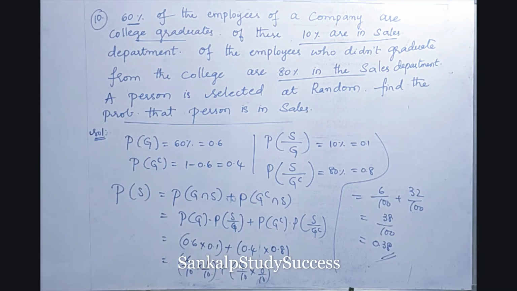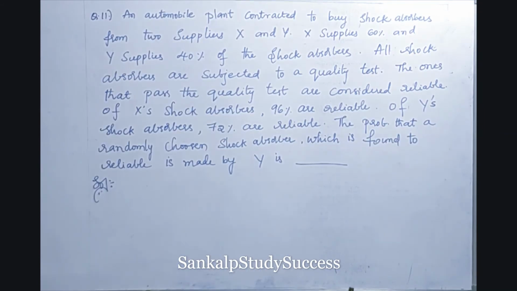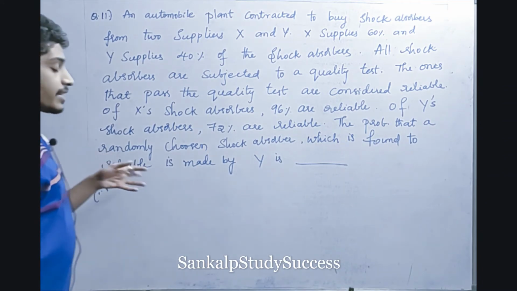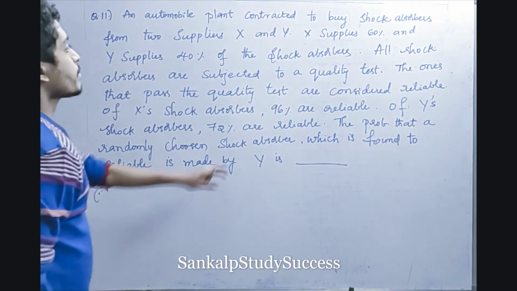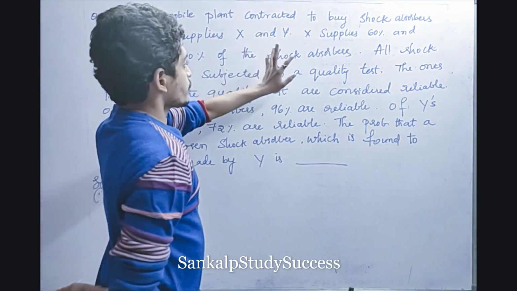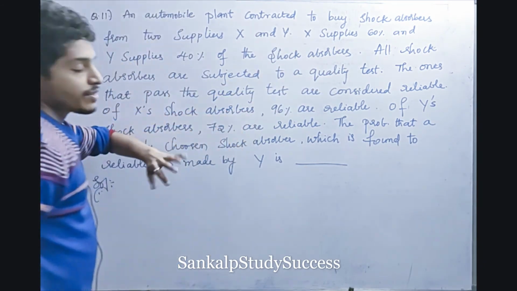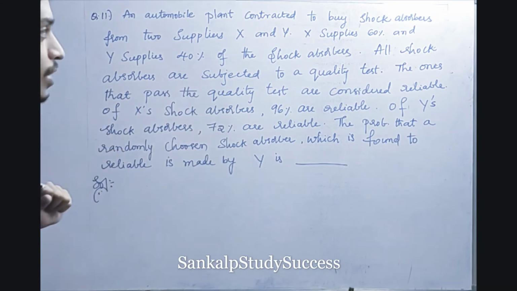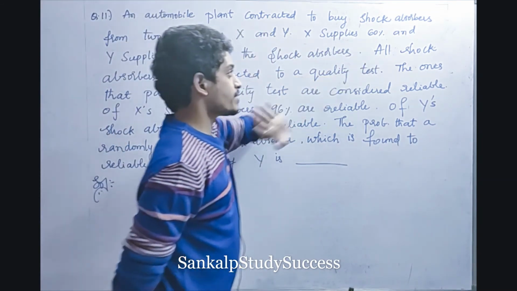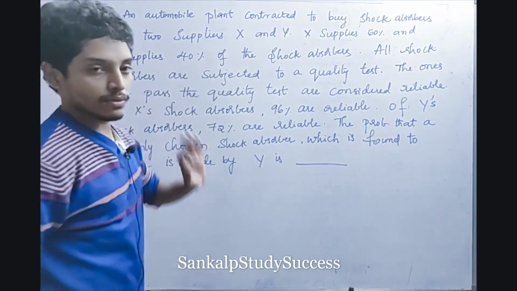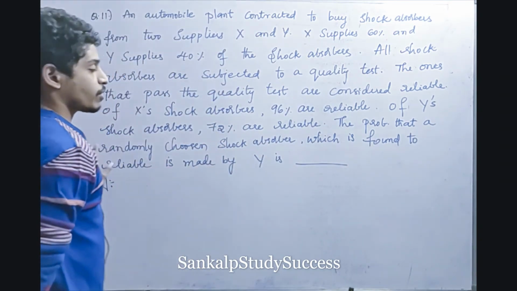Now let us see a problem on Bayes theorem. Okay, fine. So this is a beautiful question, friends. GATE 2012 question. See, an automobile plant contracted to buy shock absorbers from two suppliers X and Y. They are producing shock absorbers, the instruments which absorb the shock. X is a company which supplies 60% of the shock absorbers and Y supplies 40% of the shock absorbers. That is one of the given data.